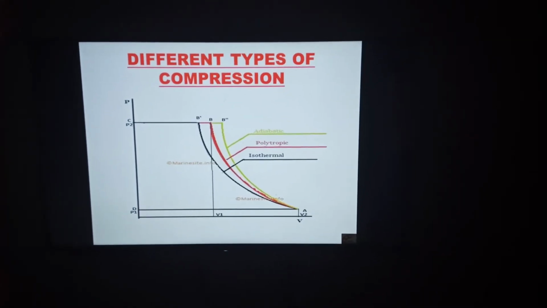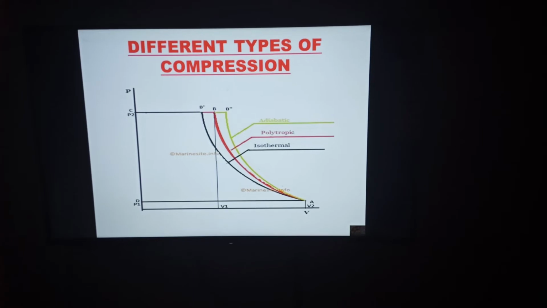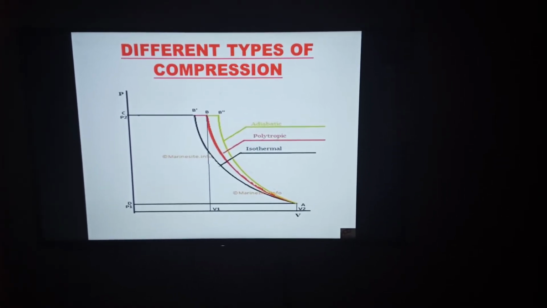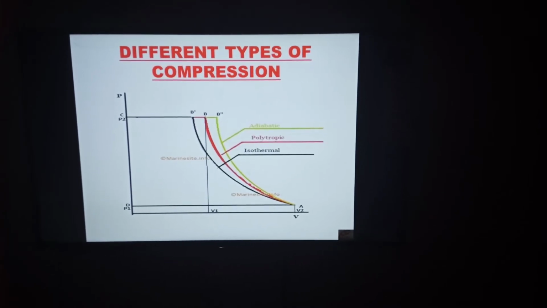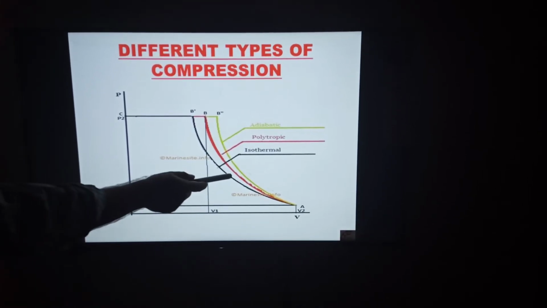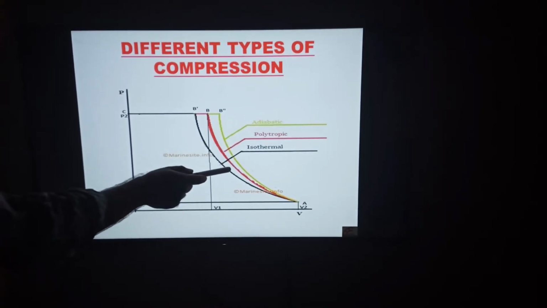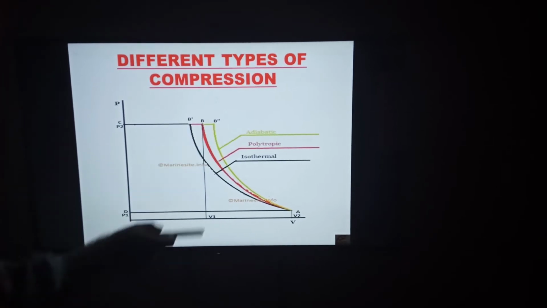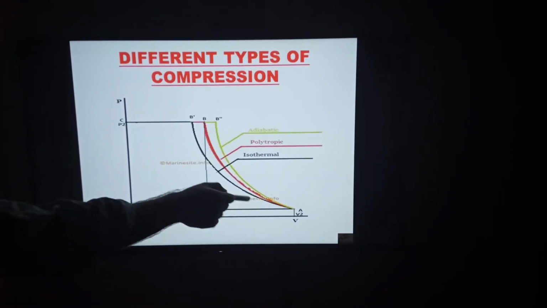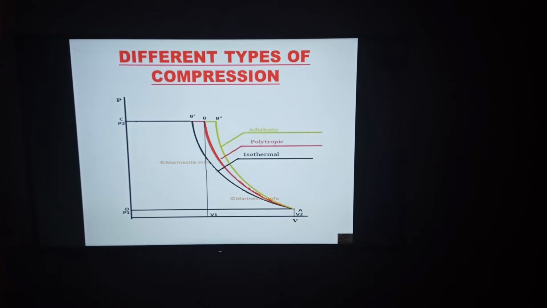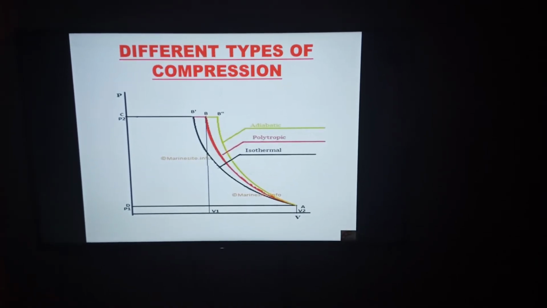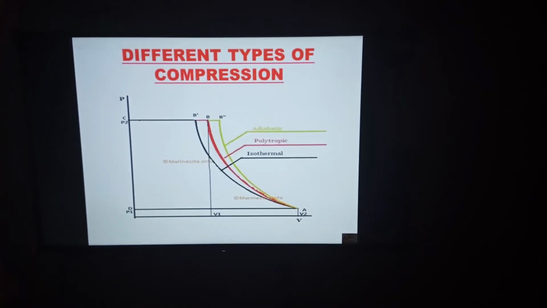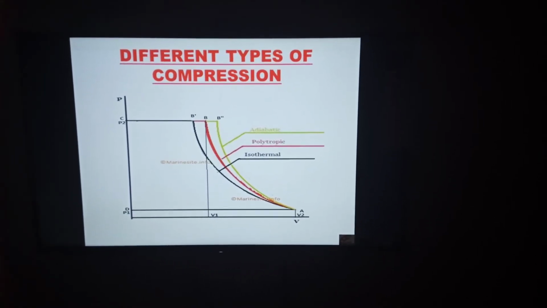So here, the compression can be carried out in three ways. It can be carried out isothermally, polytropically, or adiabatically. So this curve A, B, the black curve represents isothermal compression, the red curve A, B represents polytropic, and the yellow curve A, B double dash represents the adiabatic curve. So this is the PV diagram for the compression which takes place isothermally, polytropically and adiabatically.